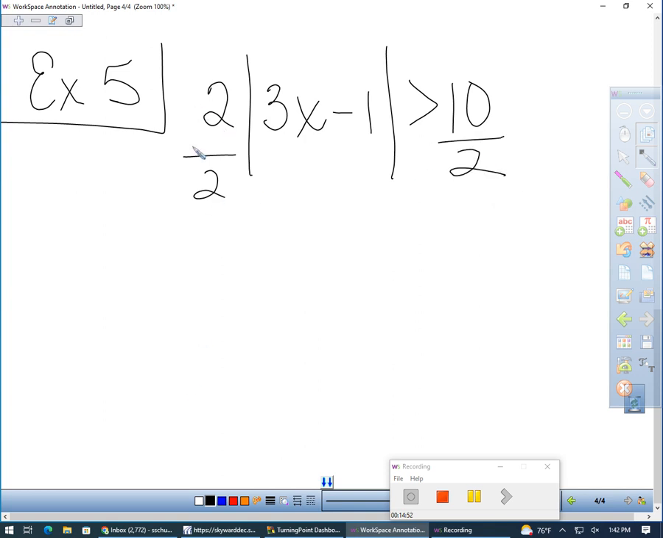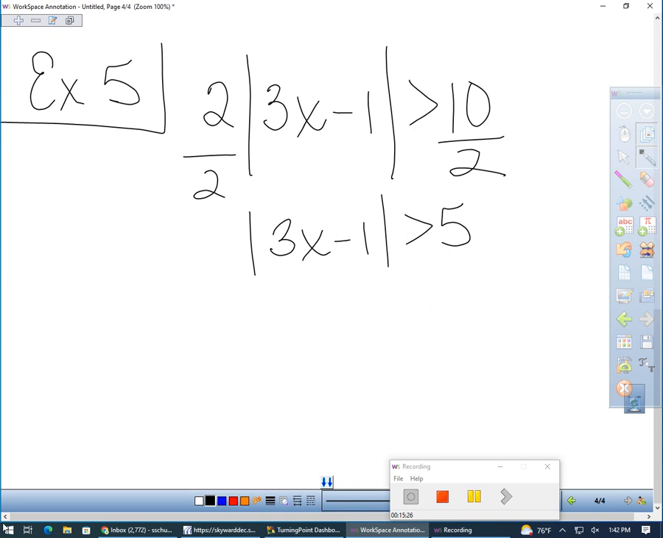If that was a negative 2 on the front, what would I have to do? If that was a negative 2 on the front, and I'm dividing by a negative 2, we'd have to flip the sign. Very good, right? Remember when you're working with an inequality, divide by a negative, you got to flip that. Okay, just wanted to bring that up. You just never know when that might sneak in there. Okay? So we have 3x minus 1 is greater than 5.